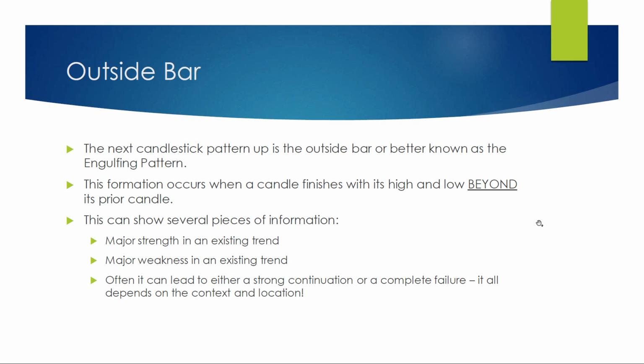The next one on the list is going to be the outside bar, or better known as the engulfing pattern. This formation occurs when a candle finishes with its highs and lows beyond the prior candle. This can show several pieces of information as well, like major strength in an existing trend. But it can also show major weakness in an existing trend. Often it can lead to either a really strong continuation or a complete failure. As always, it depends on the context and the location.